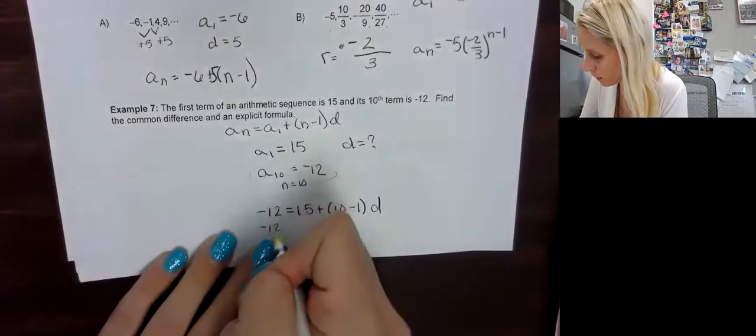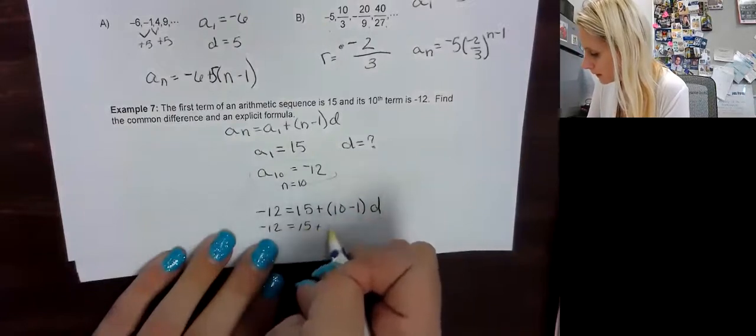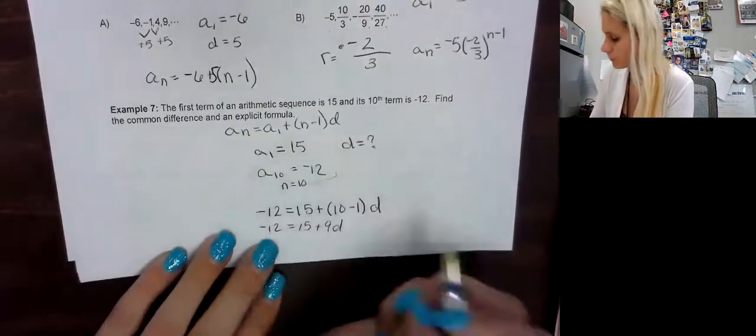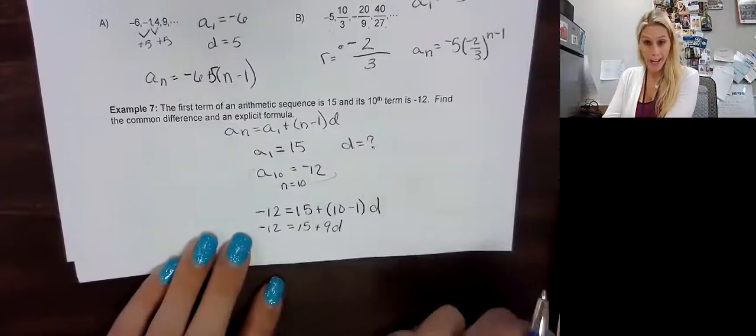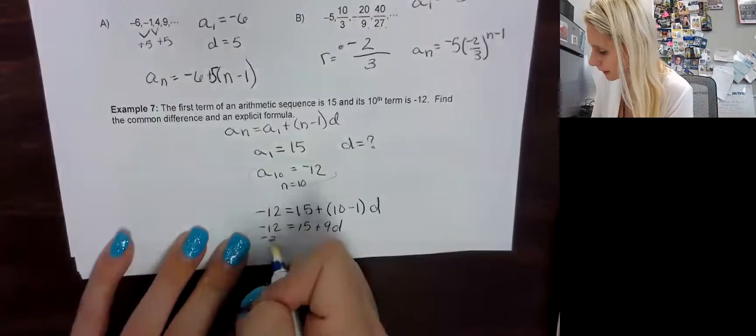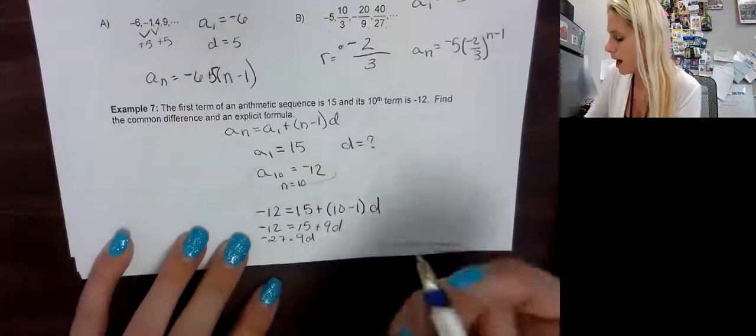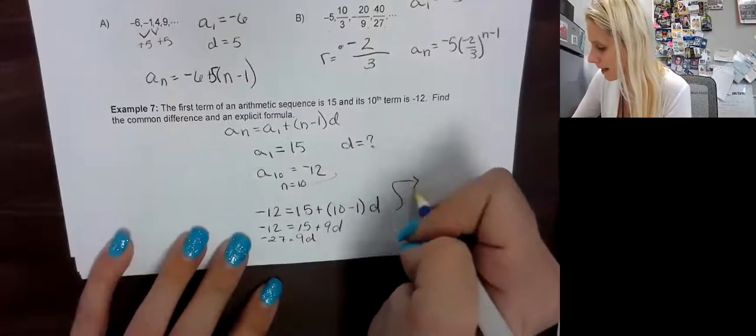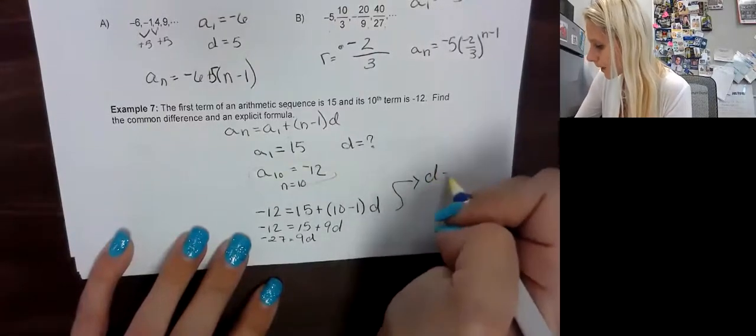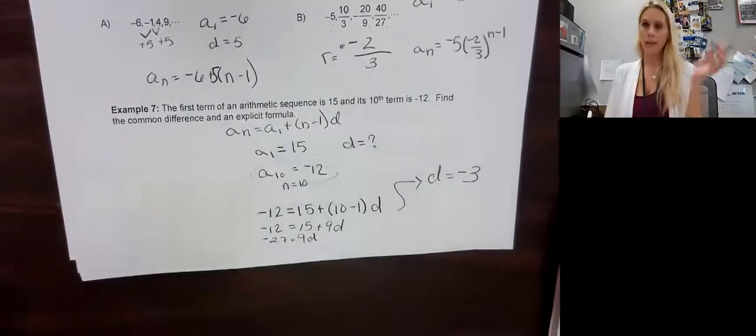So negative 12 equals 15 plus 9d. Subtract 15 from both sides, we get negative 27 equals 9d. So our common difference is negative 3. Okay.